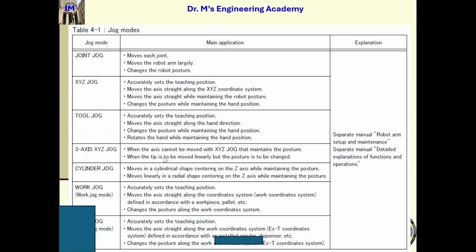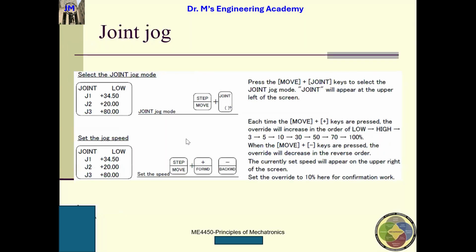I'm going to stop here now. Next Monday we are going to continue our talk about these different jog modes. Jog modes are like movement modes. Yeah, when you set a jog mode, you can only move in that specific manner. Yes, you're right. This is how we move our hand. If you set the cylinder jog mode, you're saying don't move everything except that. Yes, you're right. All these jog modes you can select. You select the jog mode first, then you operate.